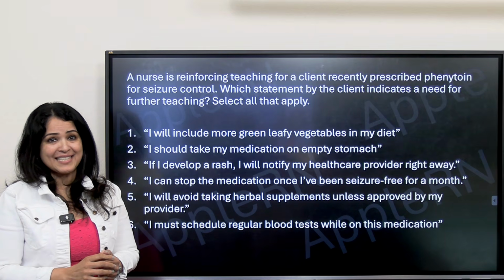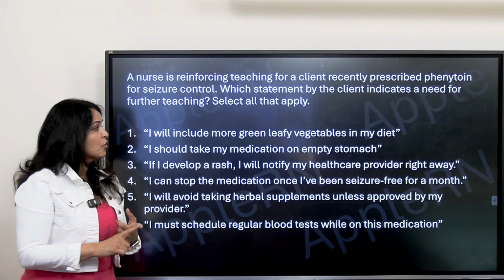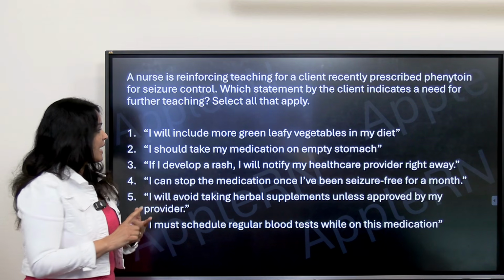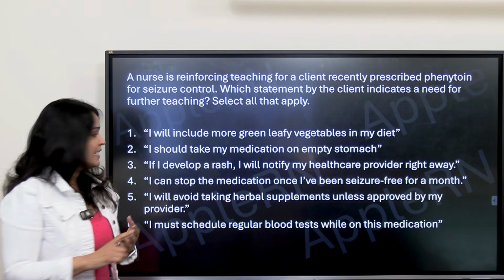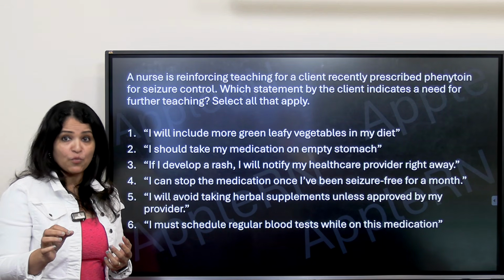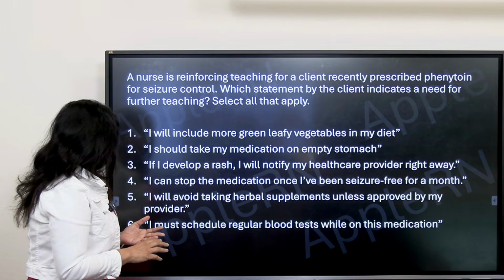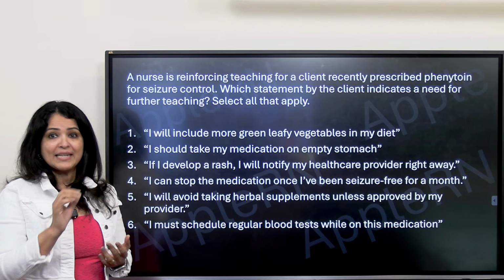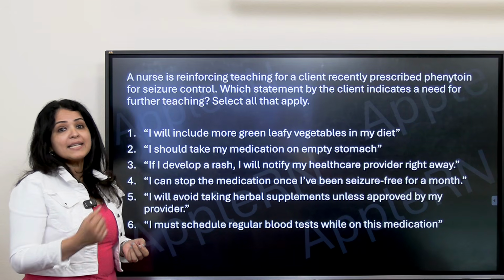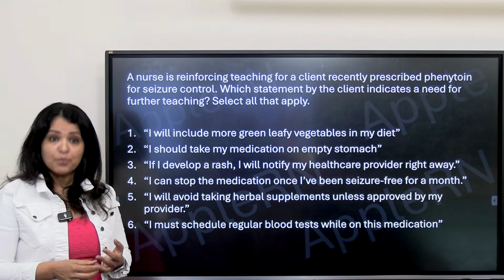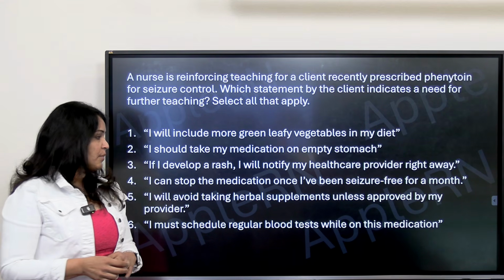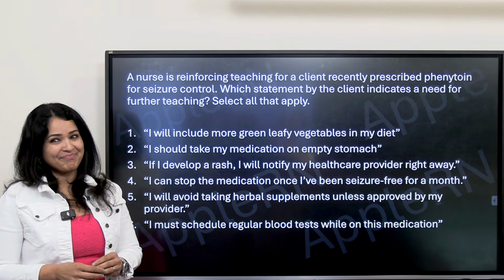It's a select all that apply question. Number 1, I will include more green leafy vegetables in my diet. Number 2, I should take my medication on an empty stomach. Number 3, if I develop a rash, I will notify my healthcare provider right away. Number 4, I can stop the medication once I have been seizure-free for a month. Number 5, I will avoid taking herbal supplements unless approved by my provider. And number 6, I must schedule regular blood tests while on this medication.